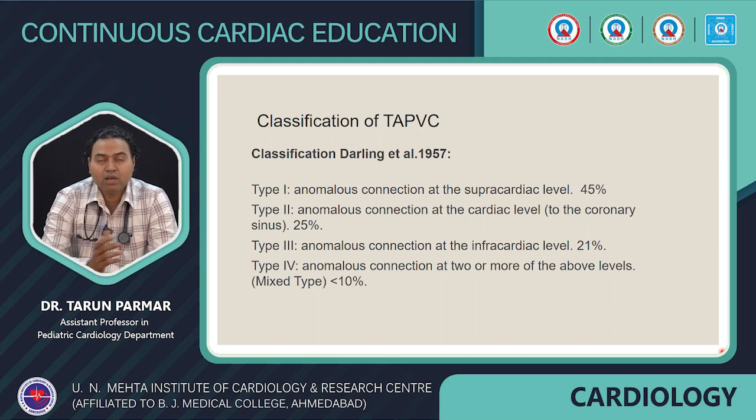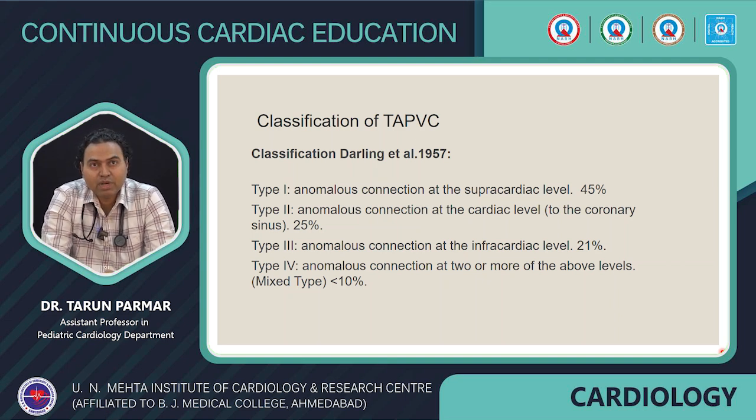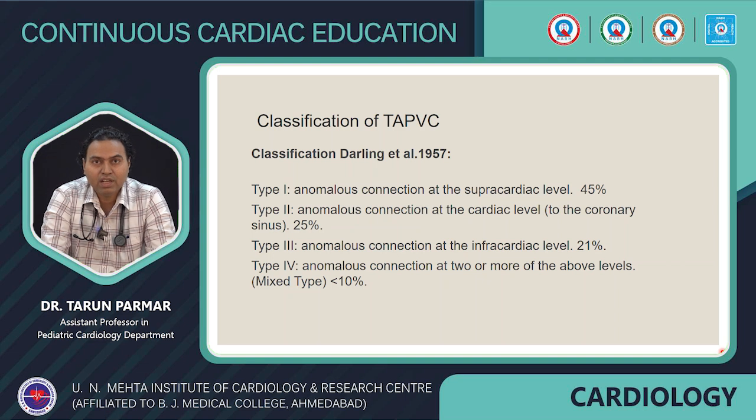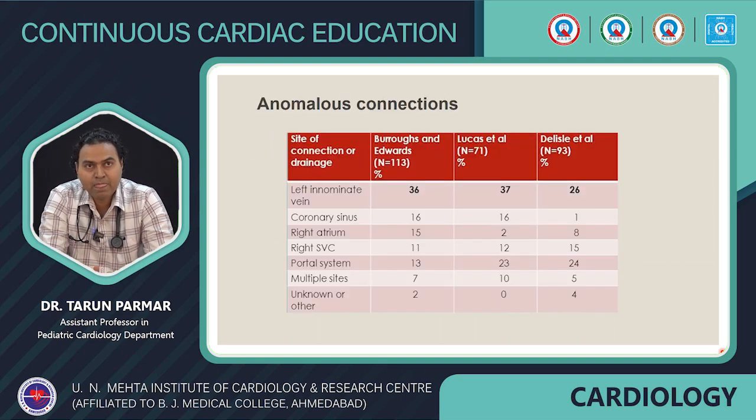The most important classification is by Darling in 1957. These are the supracardiac TAPVC in 45% of the cases. Then cardiac TAPVC, most commonly the coronary sinus type, 25%. Then infracardiac TAPVC, that is 21%. And in 10% of cases there is a mixed TAPVC, when there are connections at different levels. Here are the most common connections. Most commonly it connects to the left innominate vein, and then coronary sinus, RA, right SVC, portal system, or multiple sites.